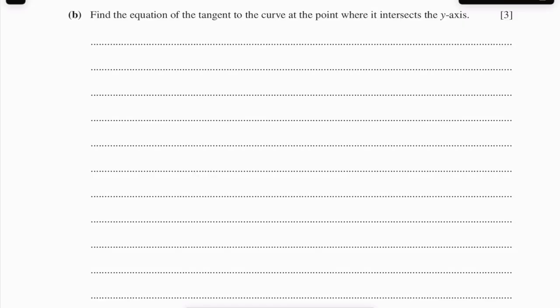Alright guys, for part B of this question, it says to find the equation of the tangent to the curve at the point where it intersects the y-axis. Okay? Right. Classic. So, intersecting the y-axis, what does that imply? Well, on the y-axis, x equals 0.